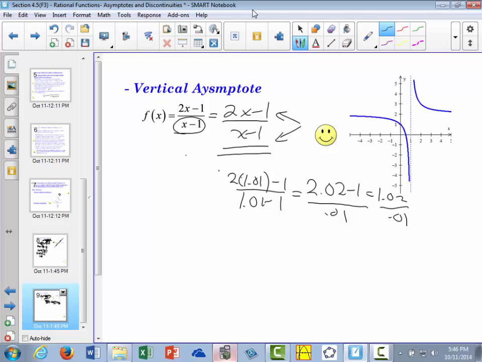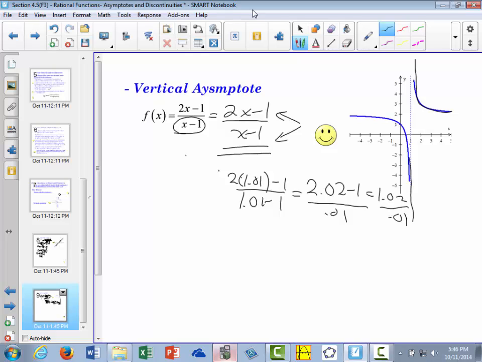And we can see exactly that behavior from the graph. As x gets close to 1 from the left, we can see that our graph is diving down. And as x gets closer to 1 from the right, we see the graph growing more and more in a positive fashion.